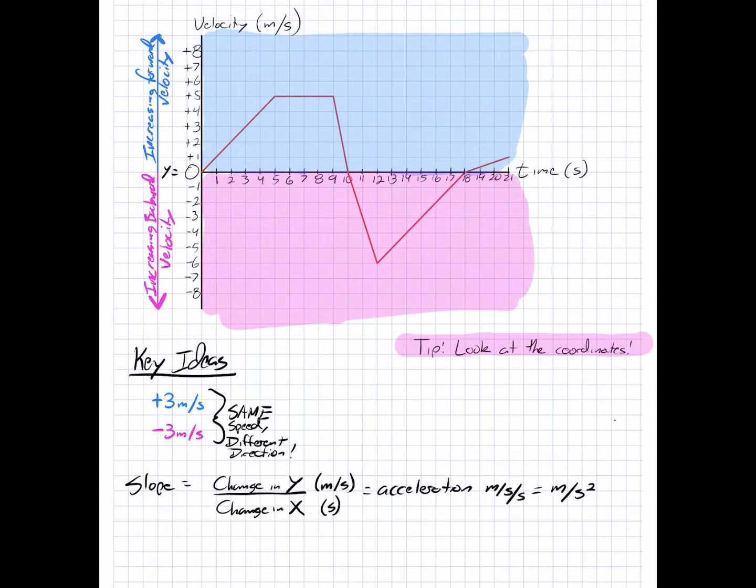Okay? All right, so I think we've got the trends there. And I do want to point out that for acceleration on this graph, again, we are going to calculate acceleration by calculating the slope.